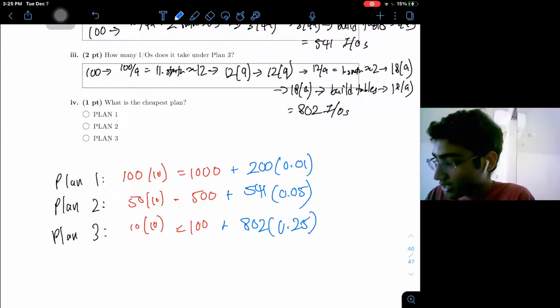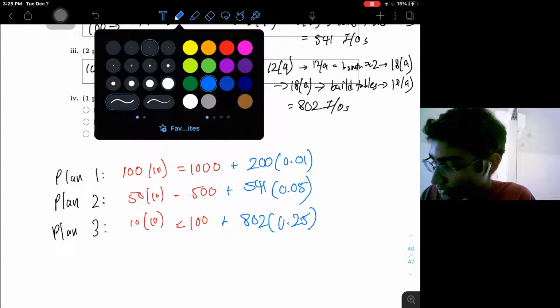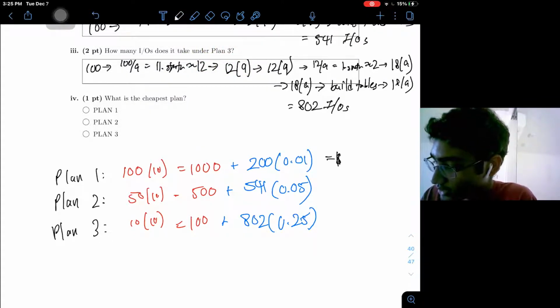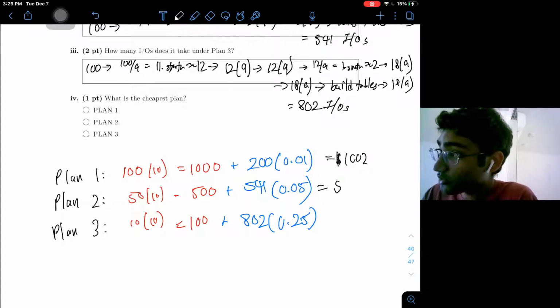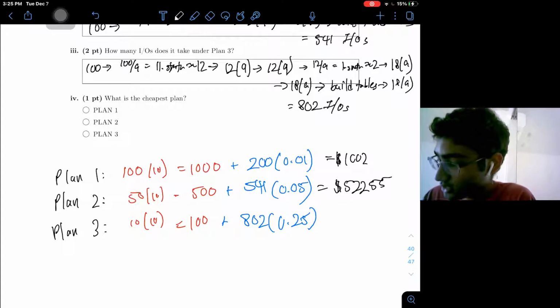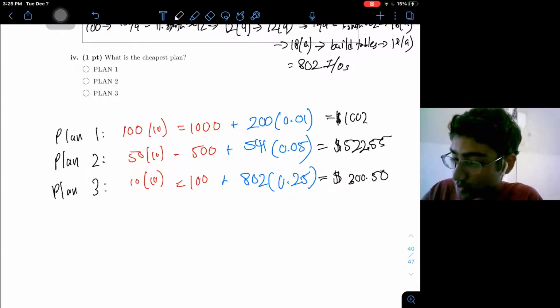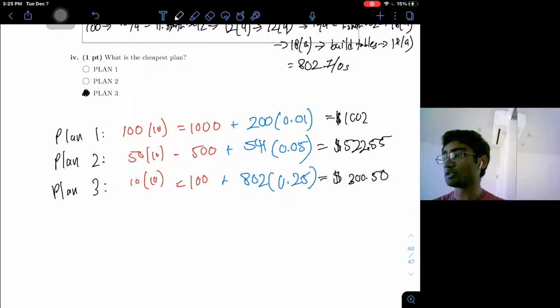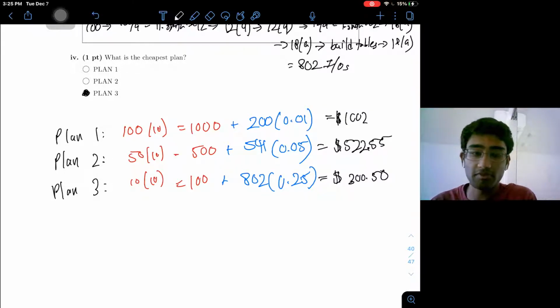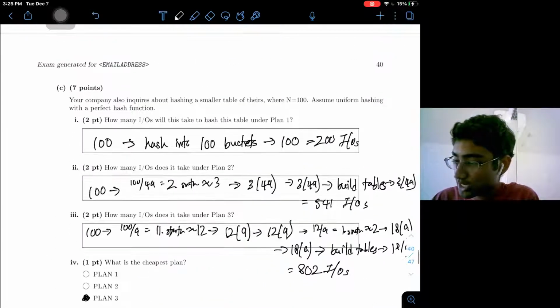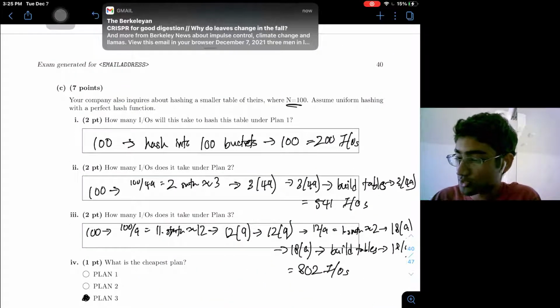In this case, plan 1 costs $1,002. Plan 2 costs $522.55. Whoops. And then plan 3 costs $300.50. So plan 3 is going to be the cheapest plan. And notice that in this problem, like the first part A, it's actually the cost of the buffer pages which ends up sort of dominating the final monetary cost here. And that's also because we used a smaller table, right, where n was equal to 100.